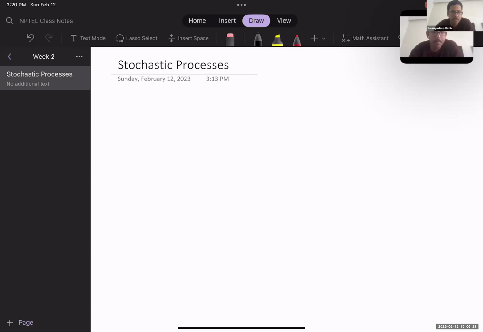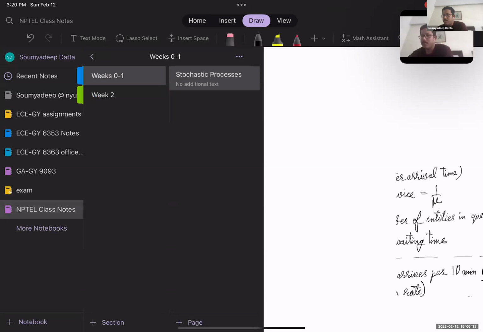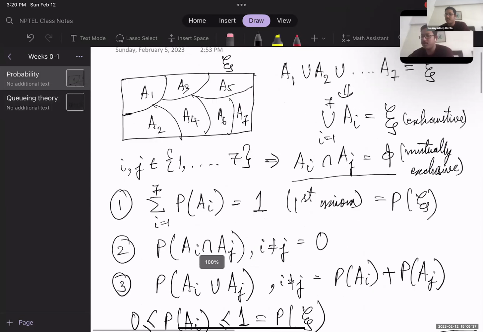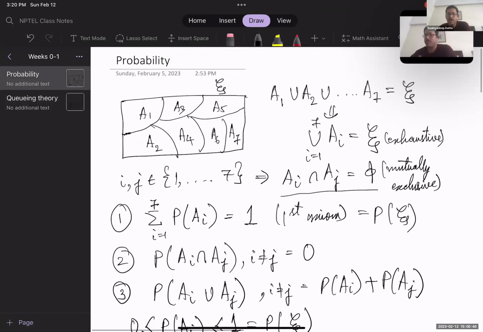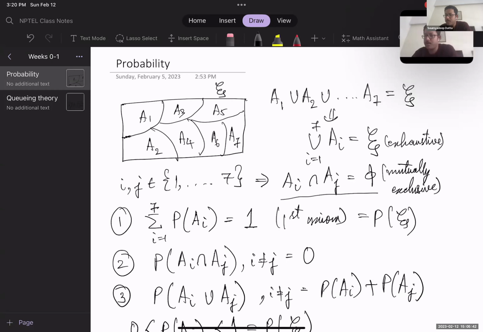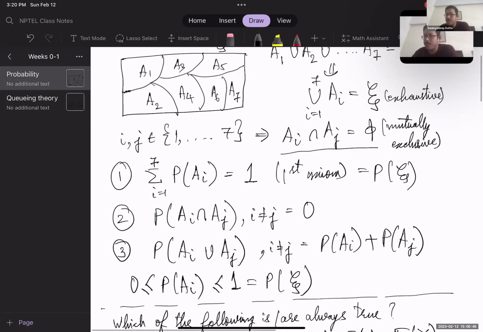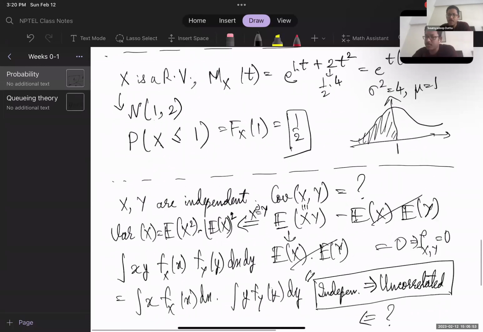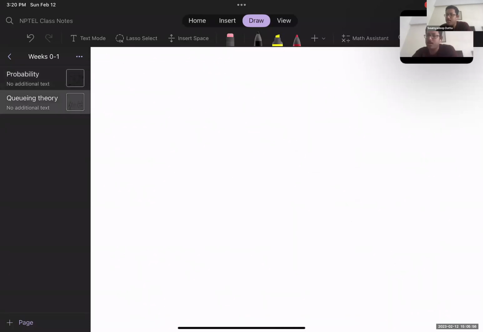Okay, so let's start. Let me first take you back to week 0 and 1. In week zero, which was more of a prerequisite, we had discussed probability. It's always good to have a refresher. We discussed a bit about discrete time and continuous time probability, and then we started with queuing theory.